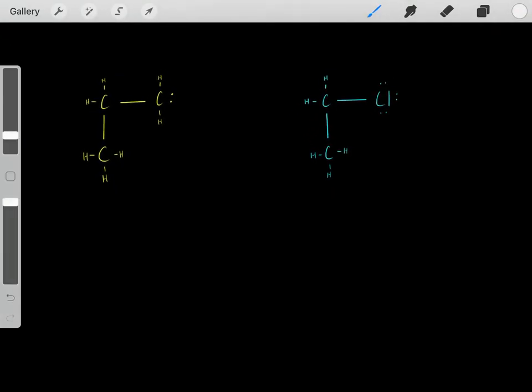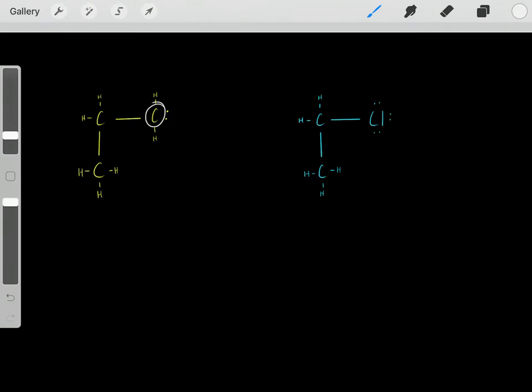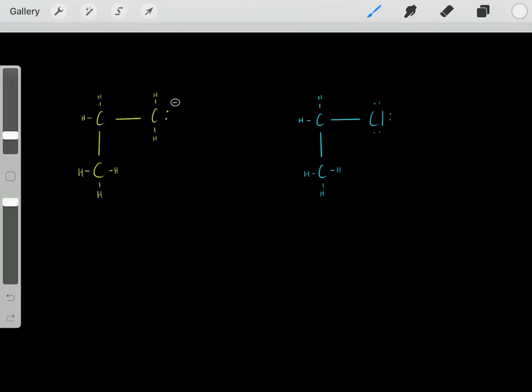So let's do another example. Let's say we have these 2 molecules. So again, if we were to find this carbon's formal charge, we know this carbon has a formal charge of -1. We find out how many valence electrons it's supposed to have and subtract it by the valence electrons it actually has. So we know this carbon would have a formal charge of -1. But what about this carbon and this chlorine? Well, if you were to find the formal charges of these atoms, they would be neutral. They would have formal charges of 0.